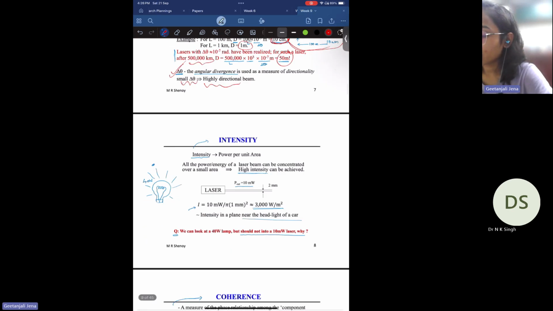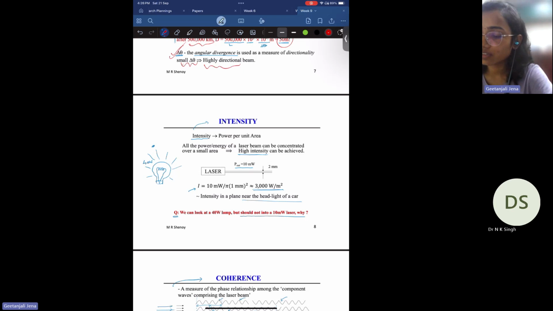Another property is high intensity. Whenever you do the experiment, they tell you not to look directly at the laser with your eyes. This is because whatever laser source you are using, these are highly intense. Intensity by definition is power per unit area.